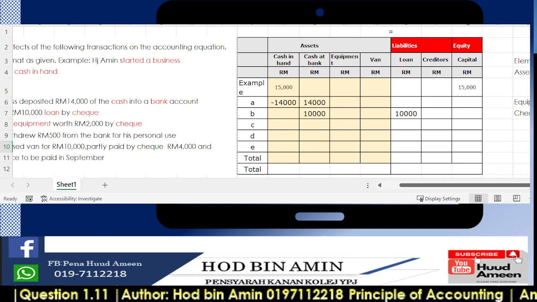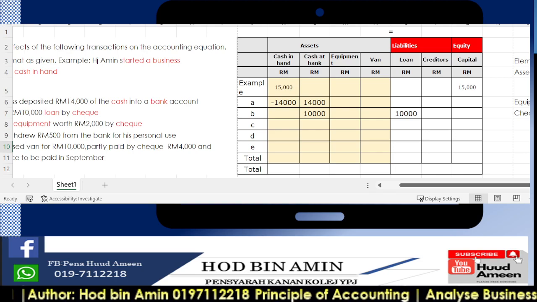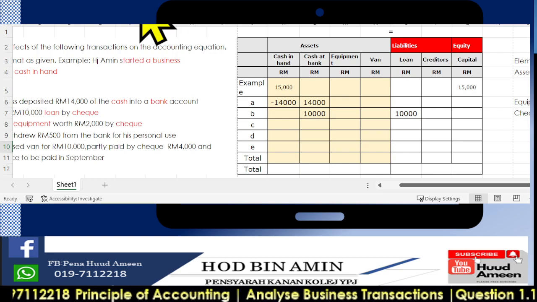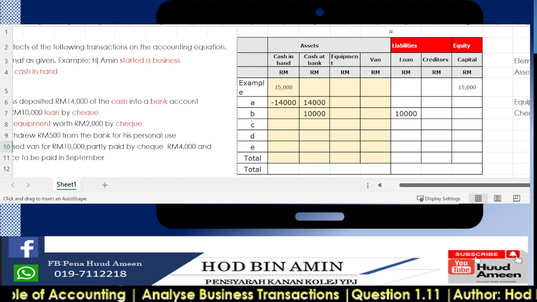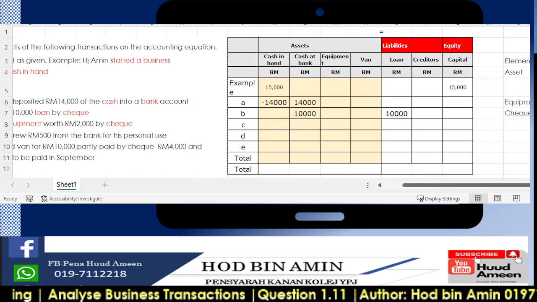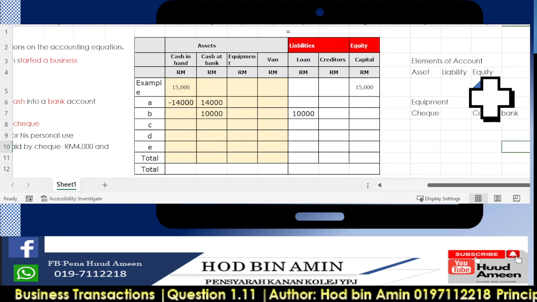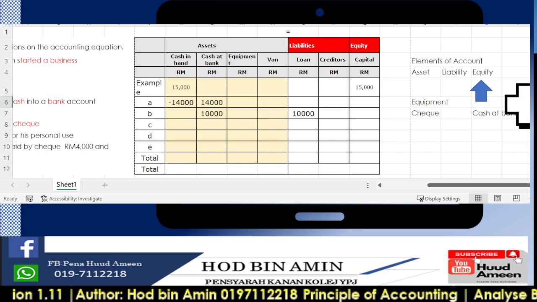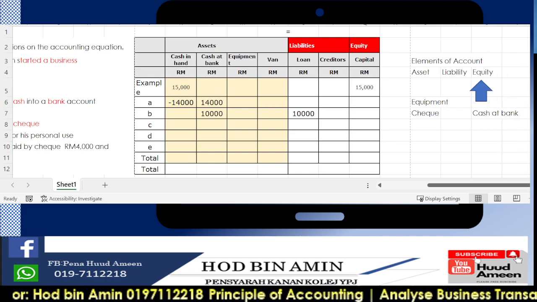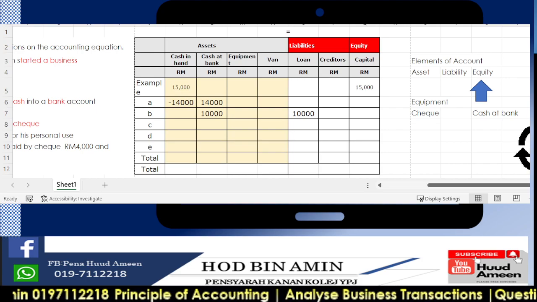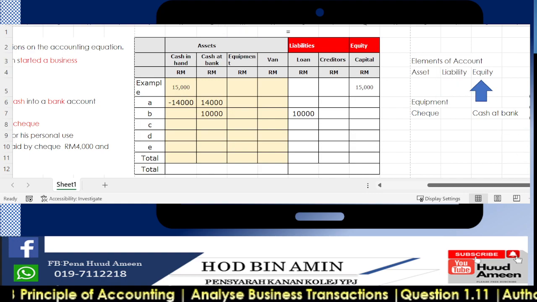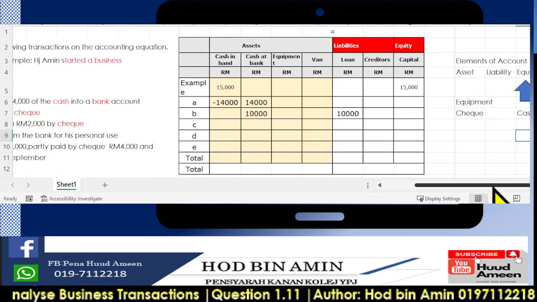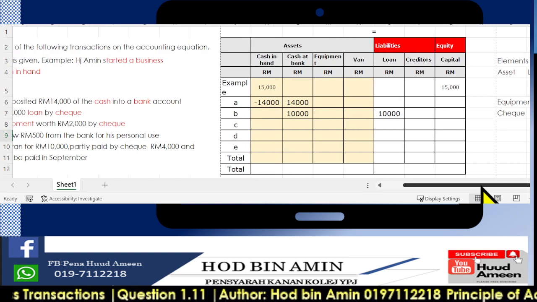Okay, I use the symbol of increase. Check, or cash at bank, will decrease. Okay, when increase is positive.